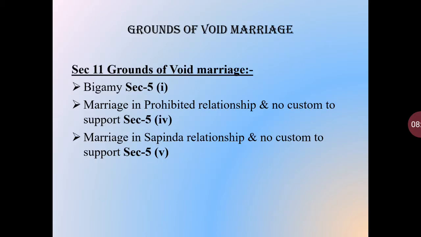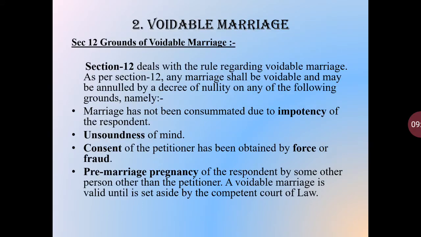Grounds of void marriage, section 11. That is bigamy, which is defined under section 5 subclause 1. Another is marriage in prohibited relationship and no custom to support, that is defined under section 5 subclause 4. And marriage in Sapinda relationship and no custom to support, that is defined under section 5 subclause 5.